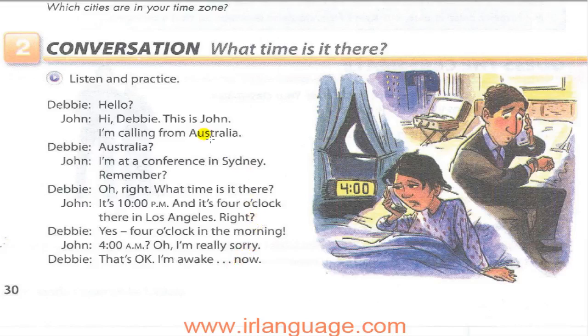Answer the questions. Who are talking? Debbie and John are talking. Where is John? John is in Australia. He's in Sydney. What is John doing? He's at a conference. He's at a meeting in Sydney. What time is it there in Sydney? What time is it there in Australia? In Sydney, in Australia, it's 10 o'clock.